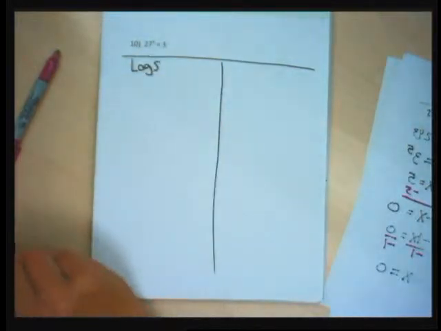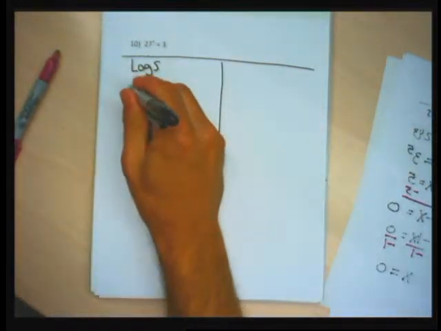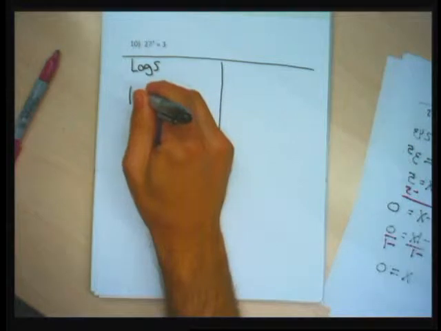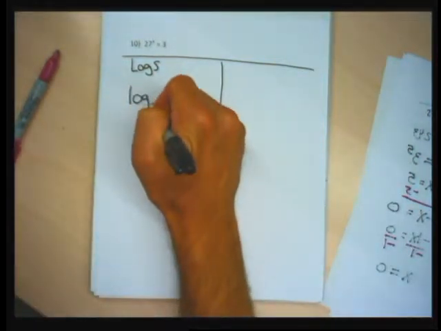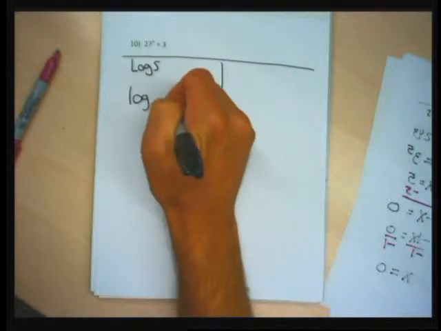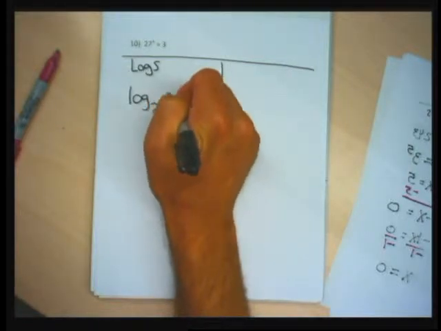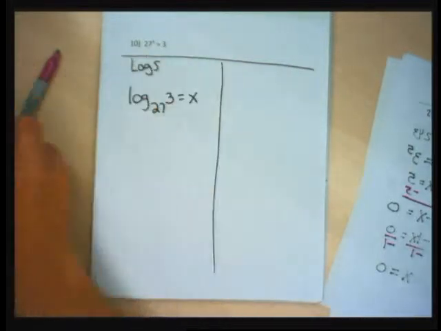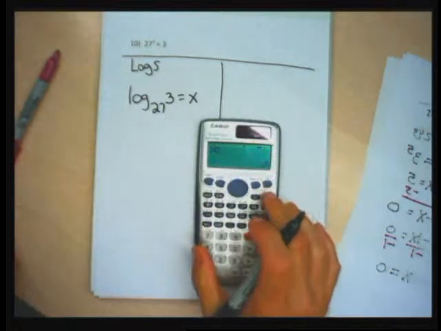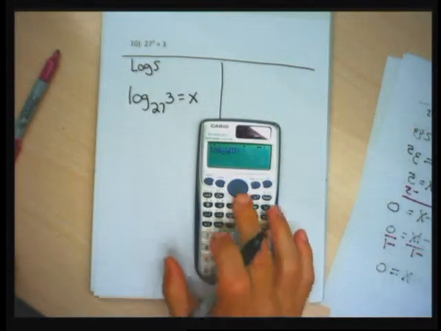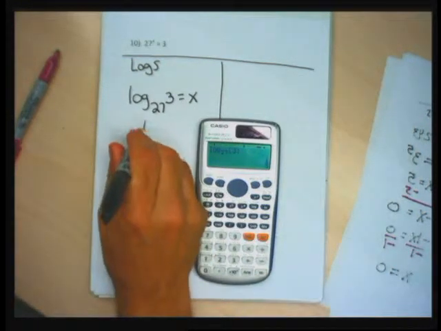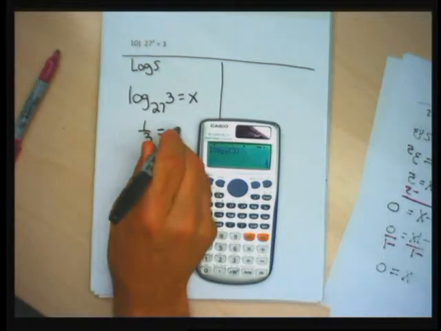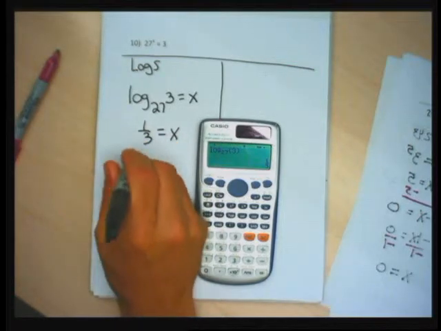But with logs, they're easy. For 10, I'm going to write the word log if I'm solving it with logs. The 27 is going to be the base because it's the base of the exponent. I'm going to switch the 3 and the x. I'm going to figure out what this equals to. So logarithm base 27 of 3. So this says 1/3 equals to x. That should be my answer.